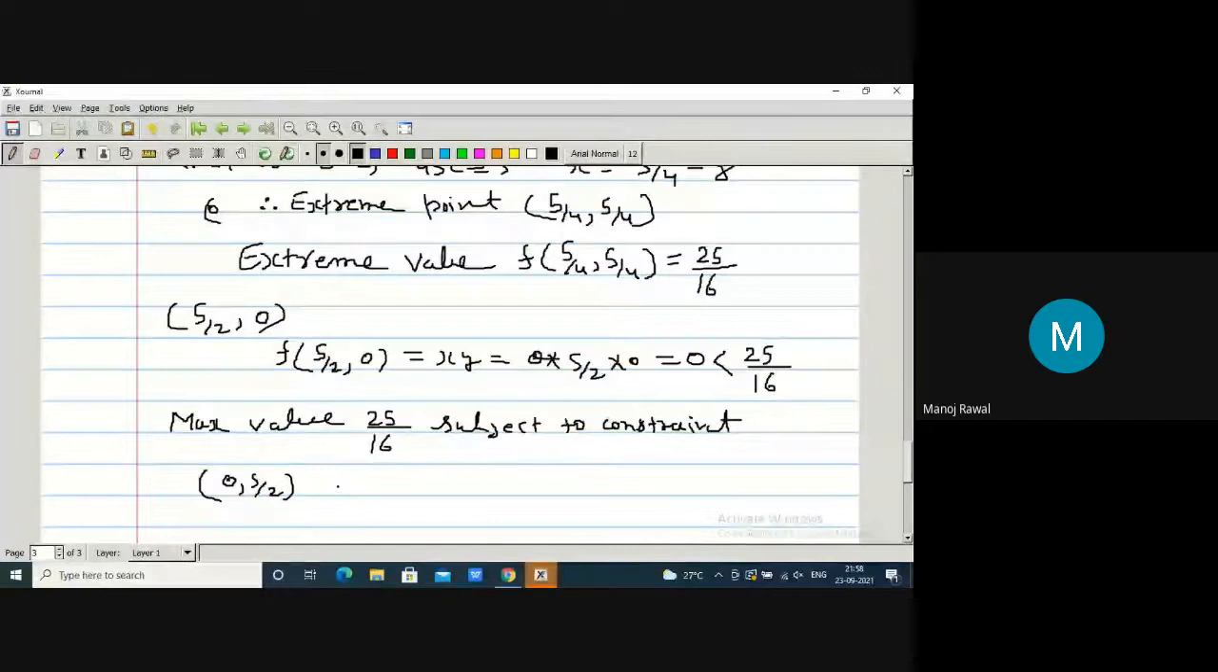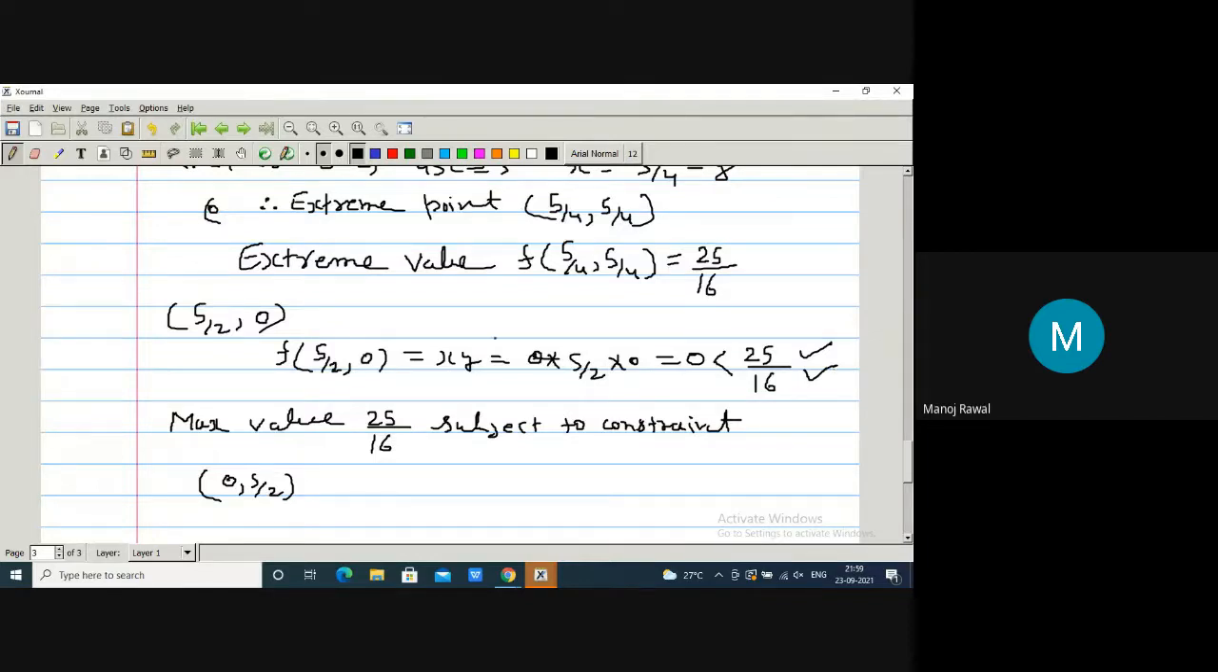Yes. So any other point which is satisfying the equation of constraint, the value of the function will be less than or equal to 25 upon 16. Does it not mean that this will be the maximum with respect to the constraint? Tell me. Yes, sir. Because take any value, any value you take which is satisfying the equation of constraint, the value of the function is coming out to be less than or equal to 25 upon 16.